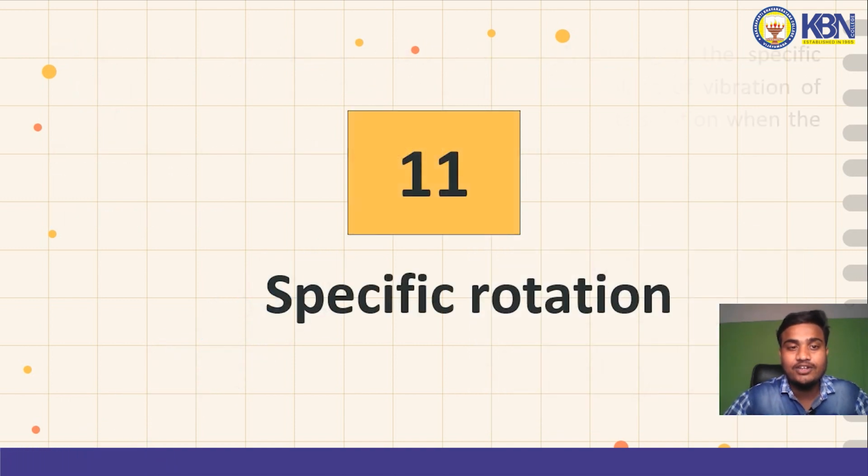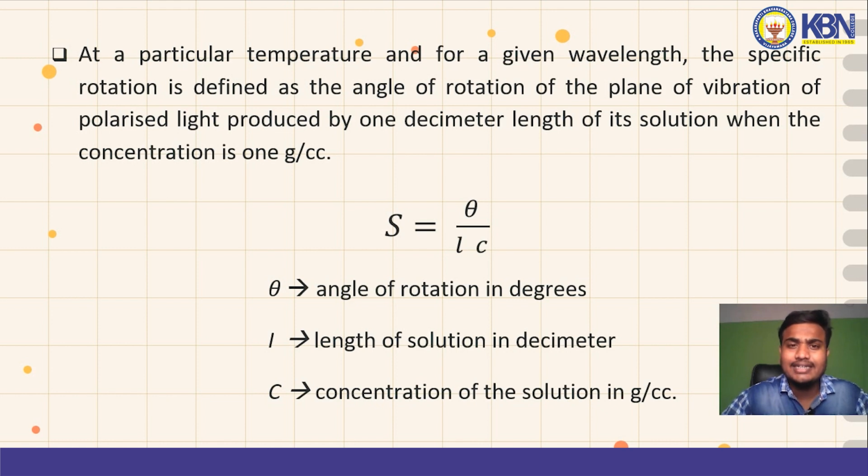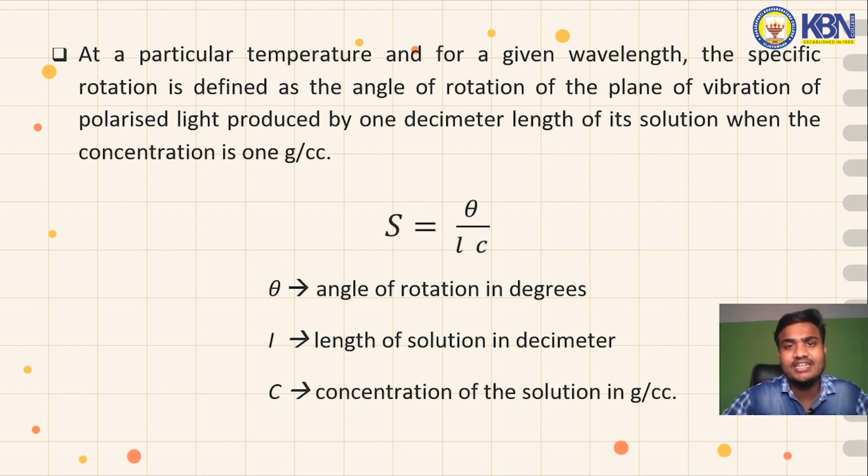Now coming to the specific rotation. At a particular temperature and for a particular given wavelength, the specific rotation, which is S, is defined as the angle of rotation, theta, of the plane of vibration of polarized light produced by 1 decimeter length of its solution when the concentration is 1 gram per cubic centimeter. It is given by the formula S equal to theta by L into C, where S is the specific rotation, theta is the angle of rotation, L is the length of the solution in decimeter, and C is the concentration or the strength of the solution. This is the formula for specific rotation.